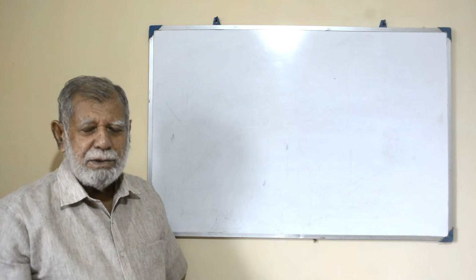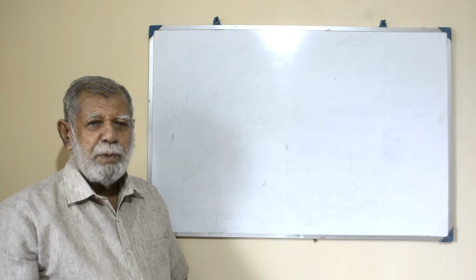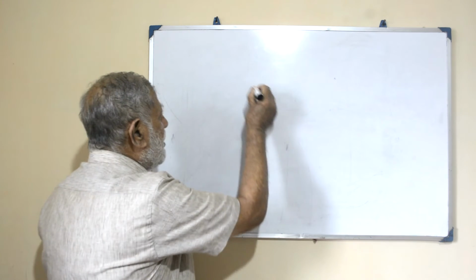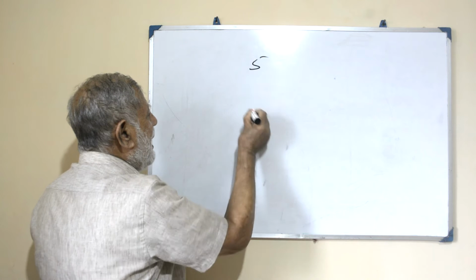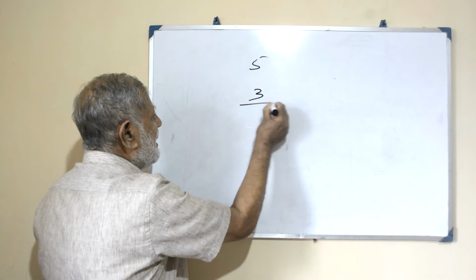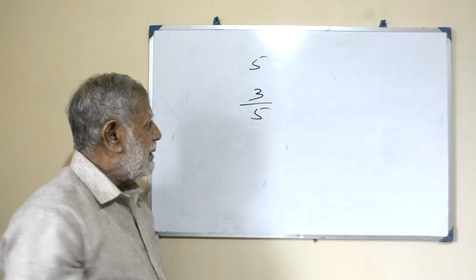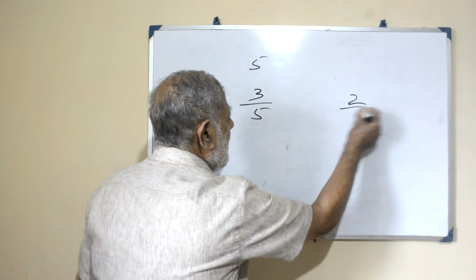There is a group of mangoes and out of that 3 are spoiled. So what fraction is spoiled? Out of 5 mangoes there are, 3 are spoiled. So the spoiled fraction is 3 upon 5. And the good fraction will be 2 upon 5.